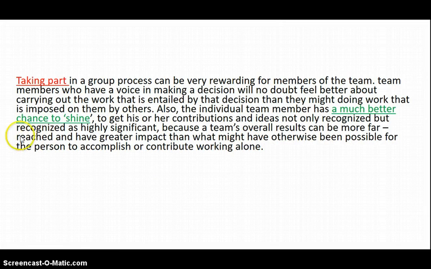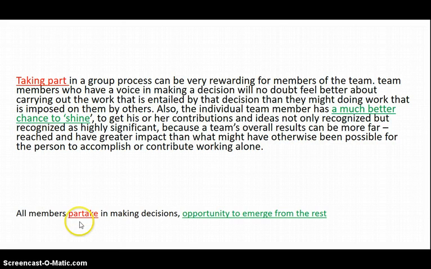So in this final paragraph, I have seen two sections that are important. Taking part in a group is very rewarding, and also the fact that the individual gets the chance to shine. What I have written down is, instead of the verb, which is actually a phrasal verb, taking part, I've used one verb, which is partake, and it has the same meaning. All members partake in making decisions.